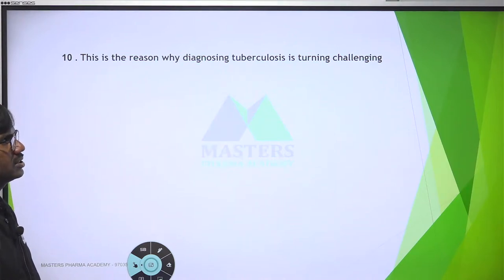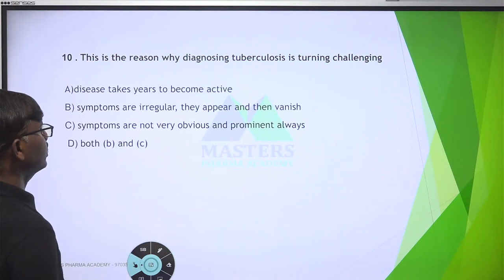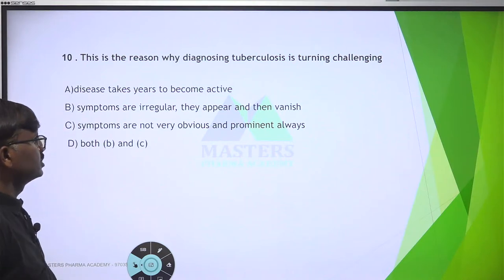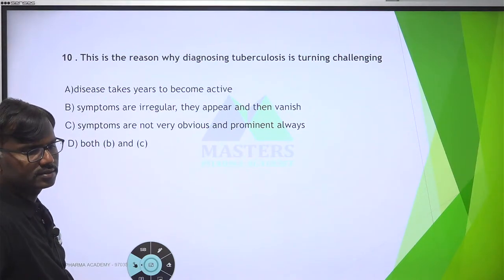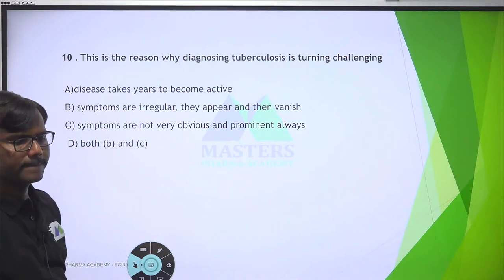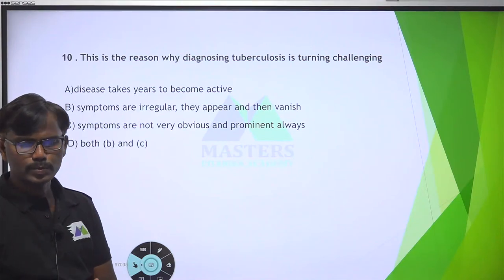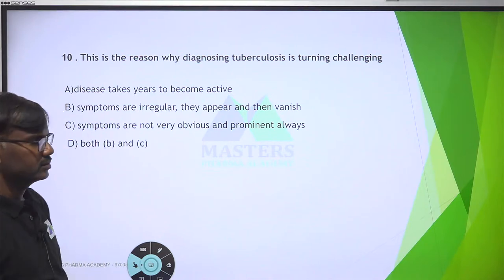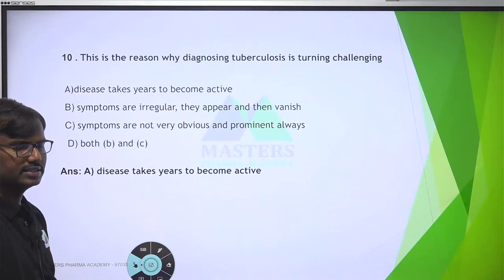Diagnosis of tuberculosis is turning challenging. Why is it becoming challenging? What are the reasons? Disease takes years to become active, and symptoms are irregular, they appear and then vanish. Symptoms are not very obvious and prominent always. Both A and B. What is the answer? Okay, the answer is disease takes years to become active, that is latent, okay.